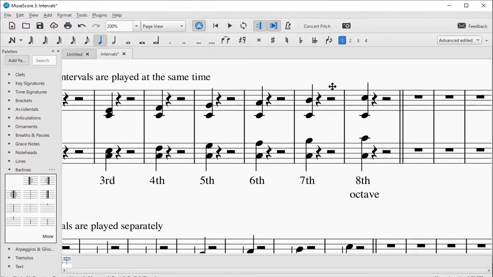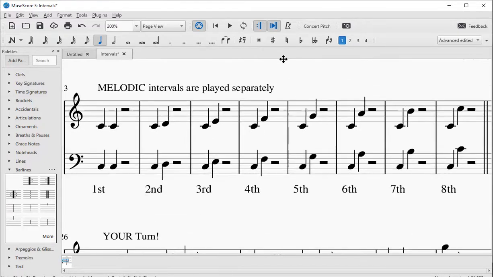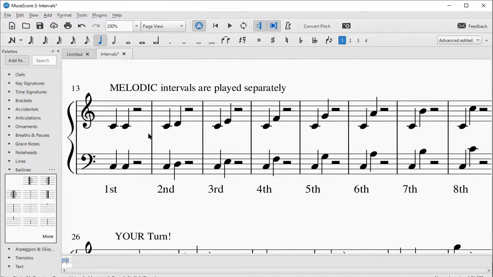All right, melodic intervals, obviously, we already talked about them, are played like a melody. You don't sing several notes at the same time, and you don't sing melodies with all the notes at the same time. So a melodic interval is notes that are played separately.